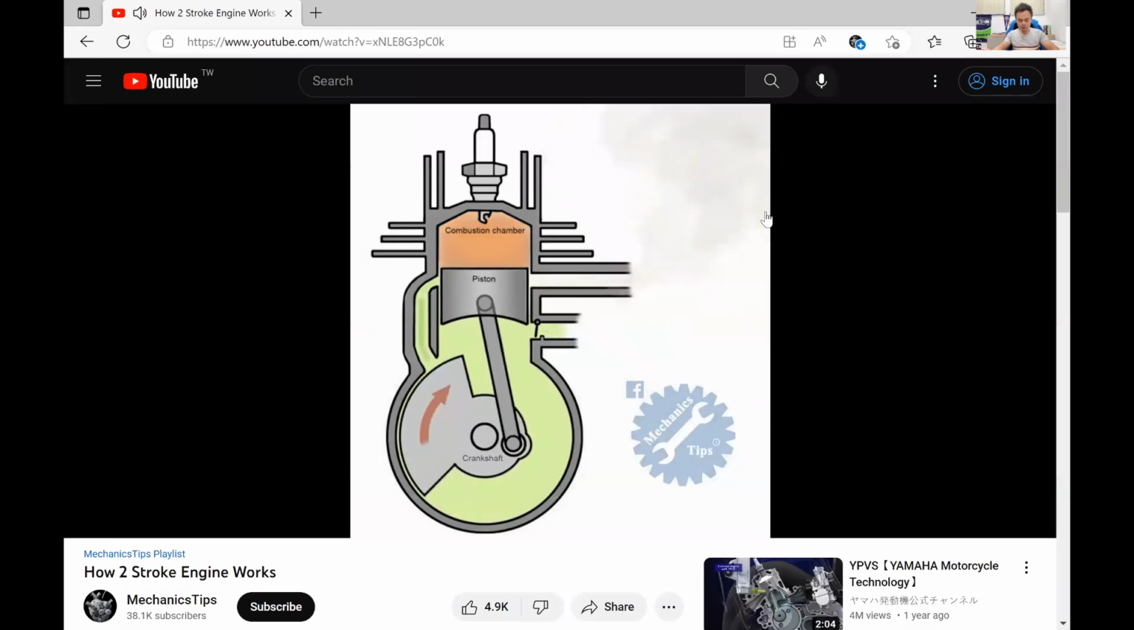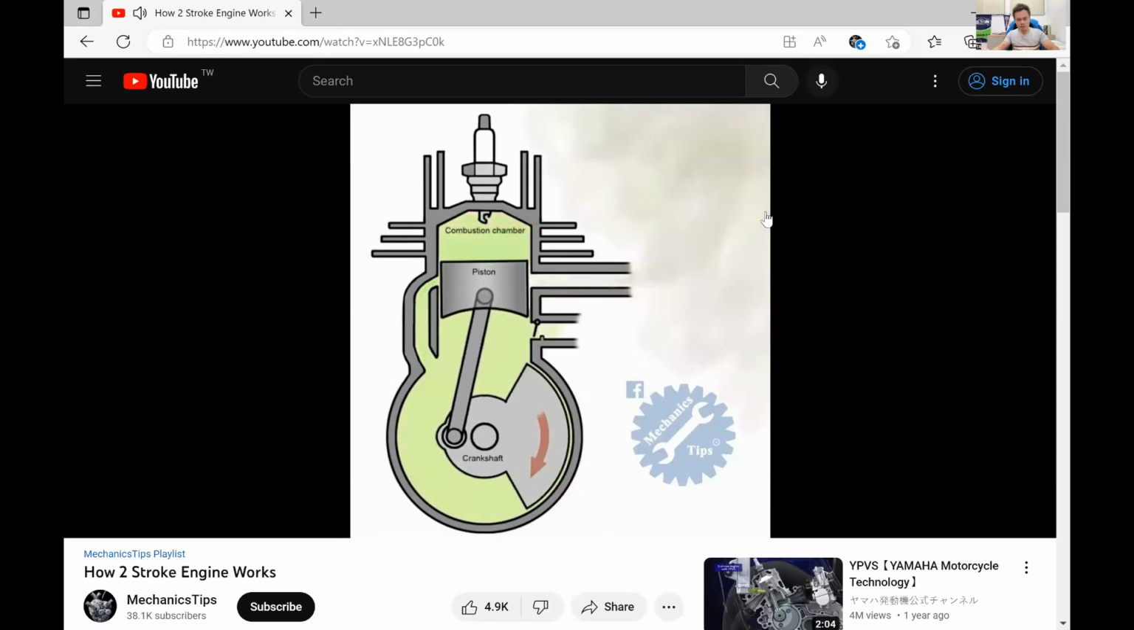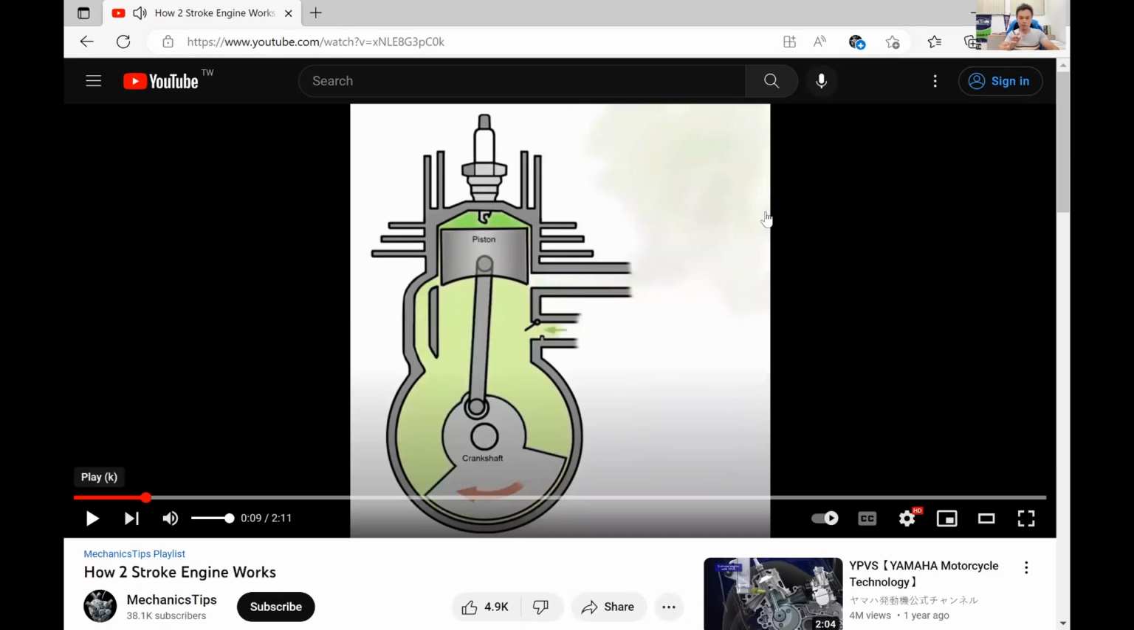Because of the upwards motion of the piston, the bottom chamber below the piston falls below atmospheric pressure. As the piston moves closer to the top of the cylinder, it uncovers the inlet port. So when the piston moves up, this inlet port is open, and you are creating some low pressure underneath the piston. That draws new, fresh air-fuel mixture into the engine. So this is a two-stroke engine.